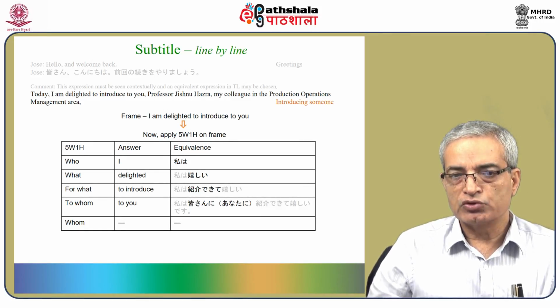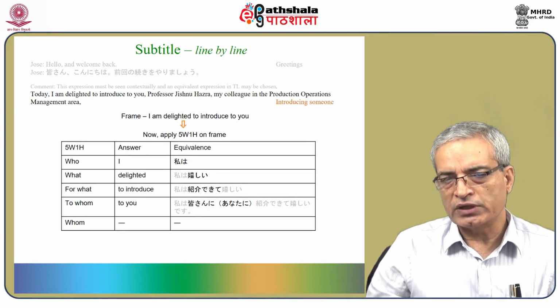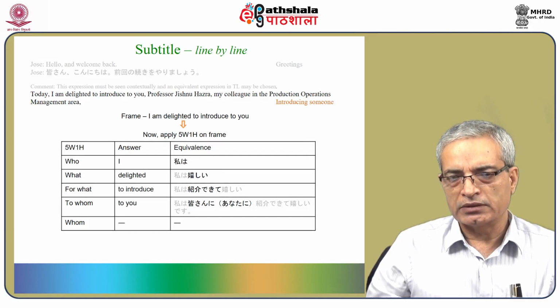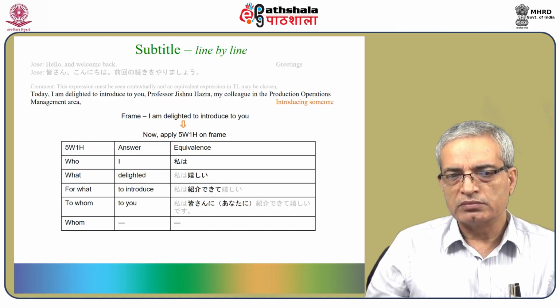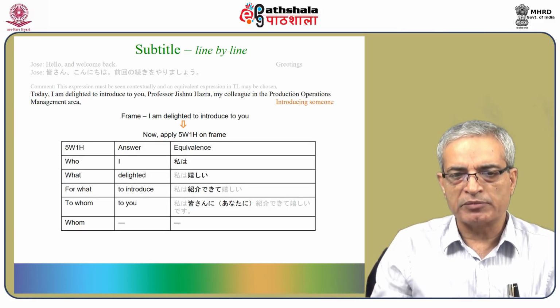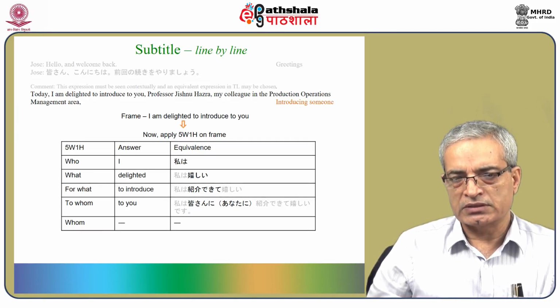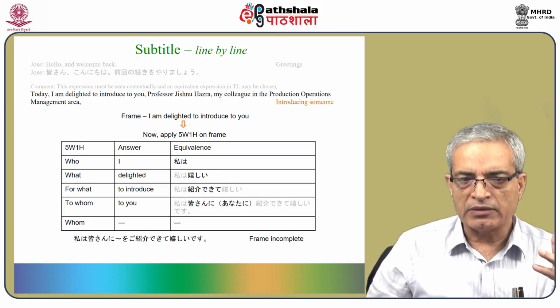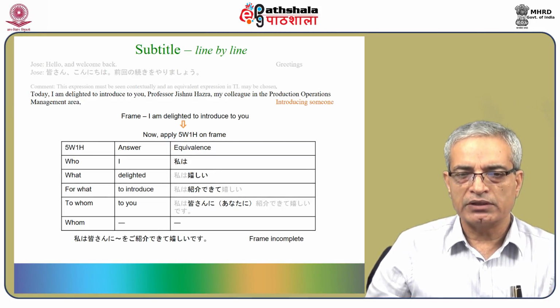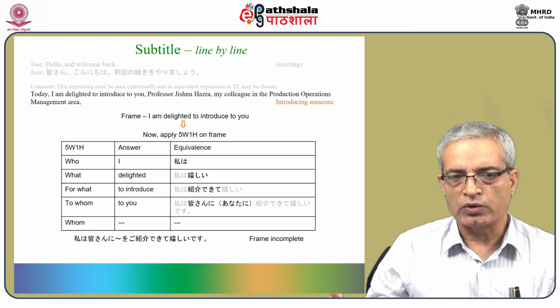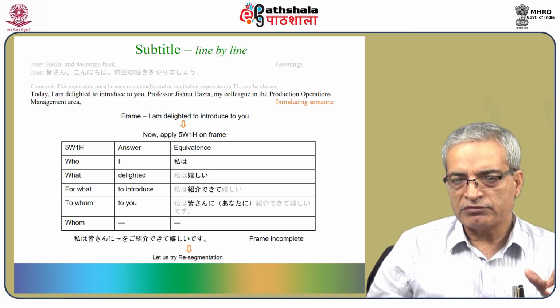For what? To introduce, shokai dekite. It can also be called shokai shite, but the way it is said in Japanese is shokai dekite. To whom? To you. So minasan ni. It could be to one person, in that case it will be anata ni. And "whom" is an extra question asked. It doesn't have an equivalent. Now, if we connect all these elements, it comes as watashi wa minasan ni something o go shokai dekite ureshii desu. Not a very complete frame.